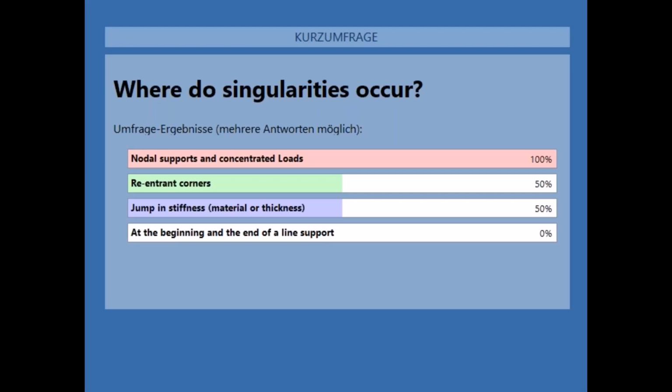Yes, it's just a jump in this. I mean, in the beginning we had this formula k times u, and it's just a jump in the k. So it's a jump in the equation, so there will be something strange. And at the beginning and the end of a line support, because in the direction of this line support, at the end of the line support, it almost acts like a nodal support. Yes, so that was the last poll here.